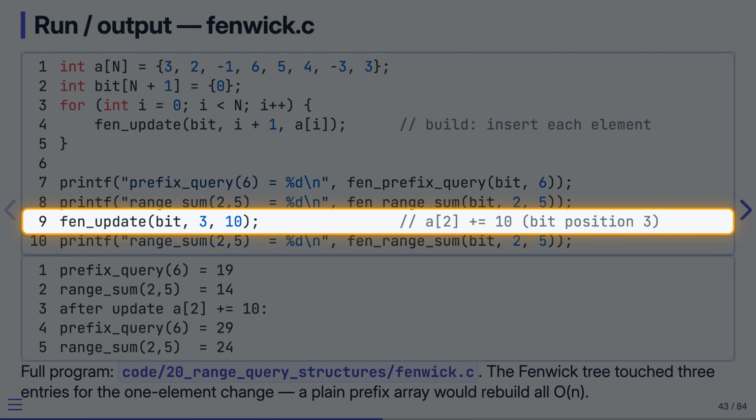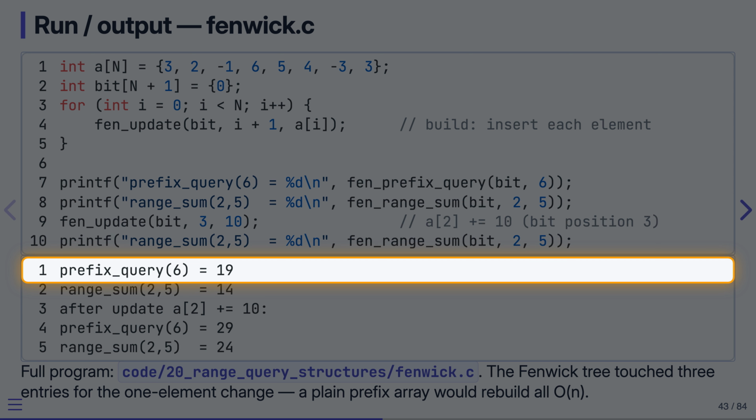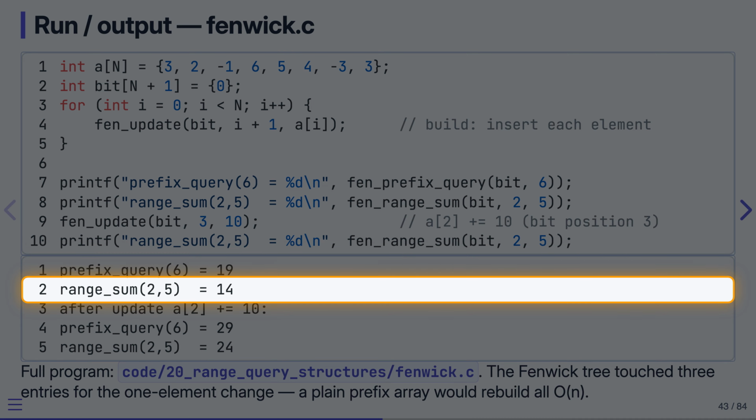Next, we change one element. We call fen update to add 10 to bit position 3, which is at index 2. Then we print the range sum of 2 to 5 again to see the change. Look at the output. The prefix query of 6 is 19. That is the sum of the first 6 elements. The range sum of 2 to 5 is 14.